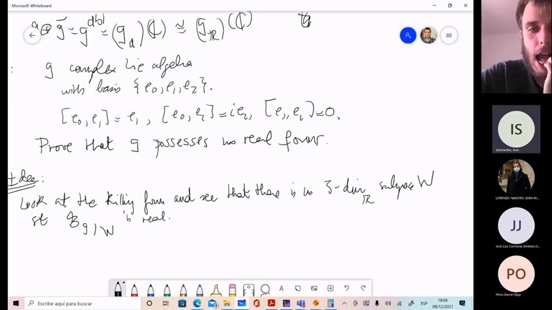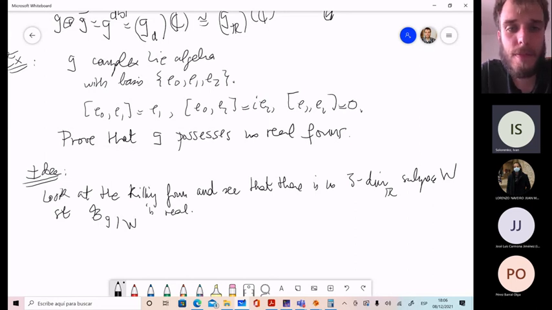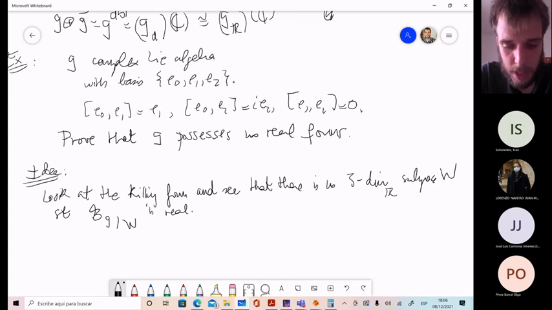You can take the Gram matrix with respect to E0, E1, E2, and then find some invariant which is complex but not real, something like the determinant or maybe the trace. The trace. Yeah, but the trace.